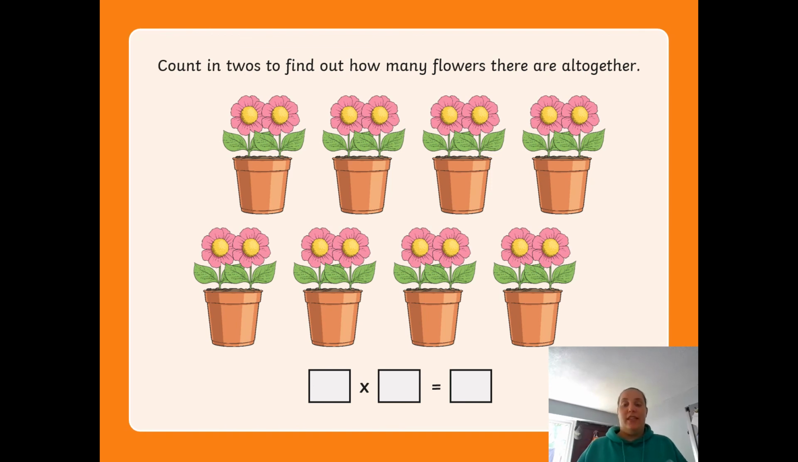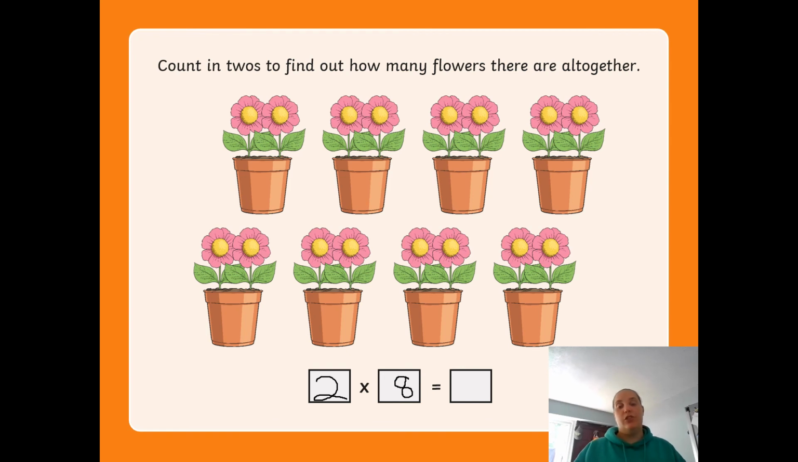So have a go and see if you can do this one yourself. You've got to count in twos to find out how many flowers there are all together. So we've got groups of 2 flowers. How many flower pots can you see? If you said 8, then you would be absolutely right.